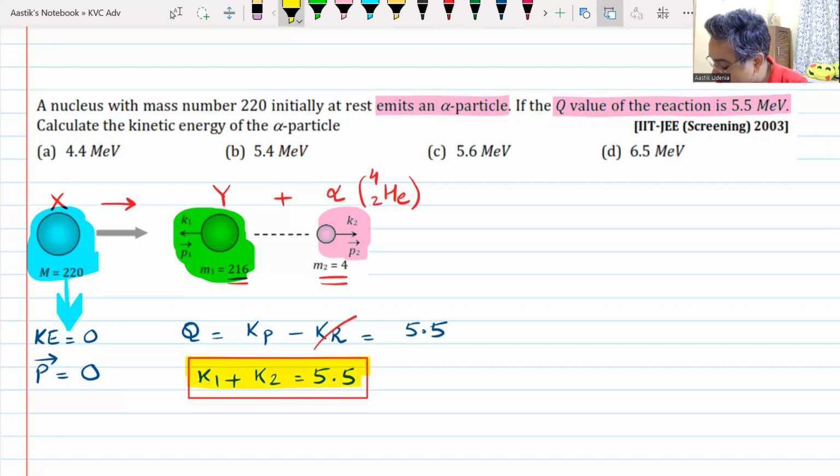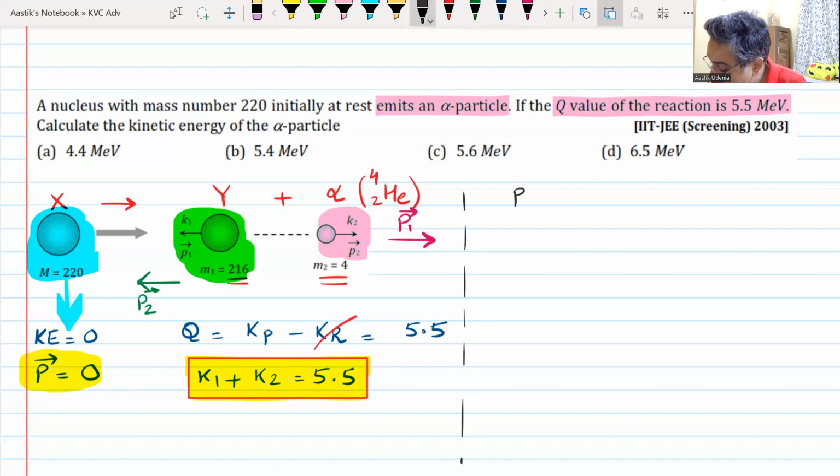This is coming from the definition of the Q value. Let me know, you can just raise your hands in the chat and I will understand that you have got this. K1 plus K2 will be equal to 5.5. Now remember that the initial momentum of the system was zero, and therefore the final momentum of the system would be zero, and that is the reason that if this alpha particle moves like this with a momentum P1, the daughter nucleus must move like this with a momentum P2. If I talk in terms of the magnitude of the two momentums, the magnitudes of the two momentum P1 shall be equal to P2. I hope you understand this.